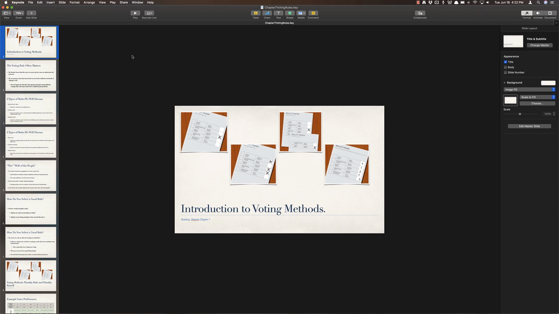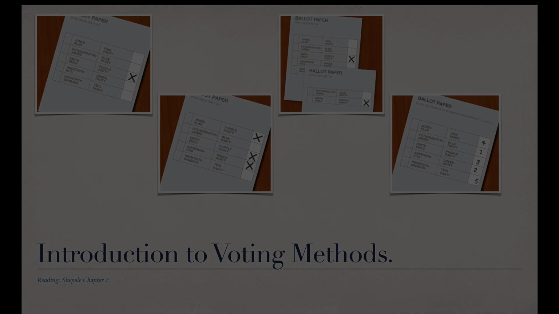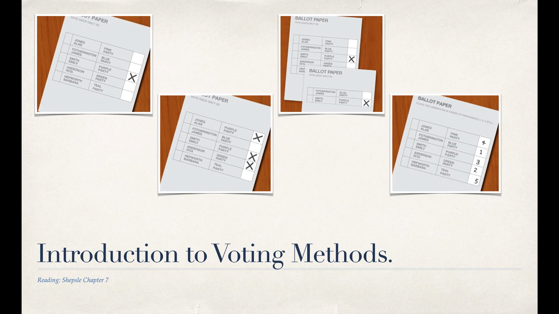All right, everybody, welcome to the first of about 6 different screencasts for Chapter 7. These are going to be mostly a lot shorter than the ones from some of the previous chapters. We're going to be comparing different voting methods.